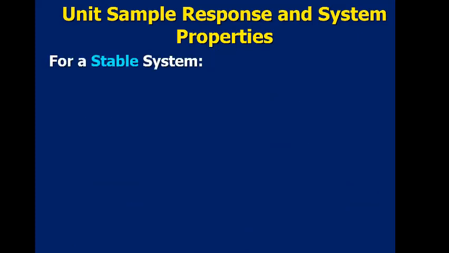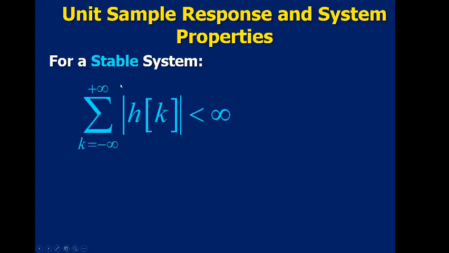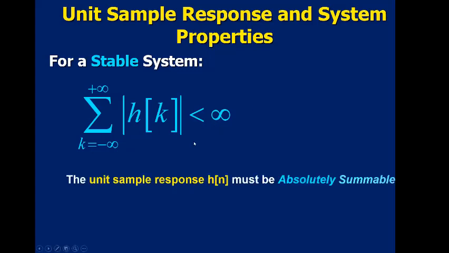Well, that's where the unit sample response comes in. A system is stable if its unit sample response follows this paradigm. If I take the unit sample response and all of its sample values, take their absolute values, sum them up over all k, and get a finite number out of that, then the system is stable. We recognize this expression as saying the unit sample response, h of n or h of k, must be absolutely summable, meaning the sum of its absolute values has to be within some finite bound. And as long as that's true, then it turns out the system is stable.